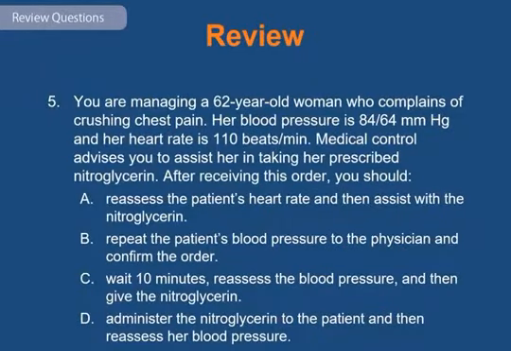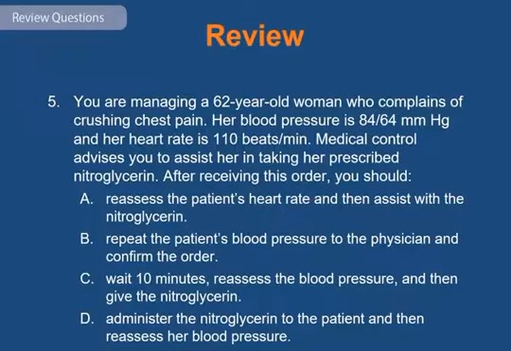Number 5, you are managing a 62-year-old woman who complains of crushing chest pain. Her blood pressure is 84 over 64 millimeters of mercury, and her heart rate is 110 beats per minute. Medical control advises you to assist her in taking prescribed nitroglycerin. After receiving this order, you should A, reassess the patient's heart rate and then assist with nitroglycerin. B, repeat the patient's blood pressure to the physician and confirm the order. C, wait 10 minutes, reassess the blood pressure, then give the nitroglycerin. Or D, administer the nitroglycerin to the patient and then reassess her blood pressure.